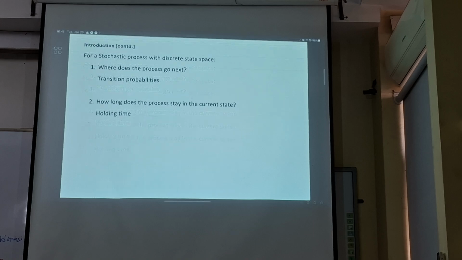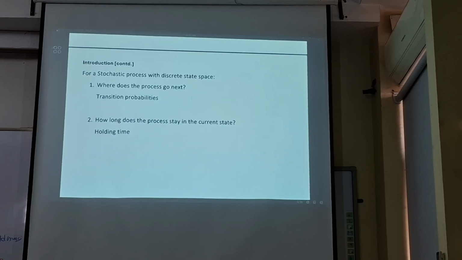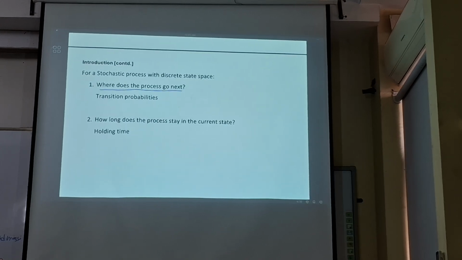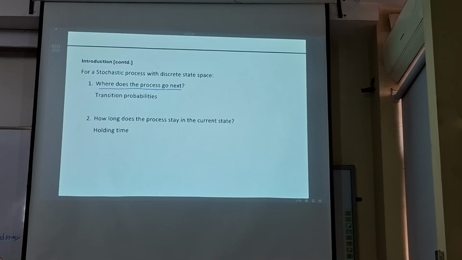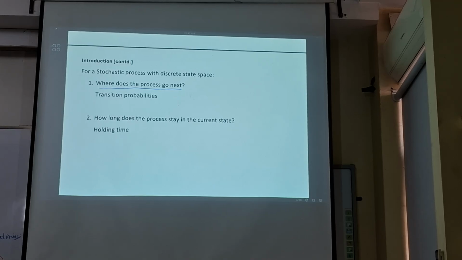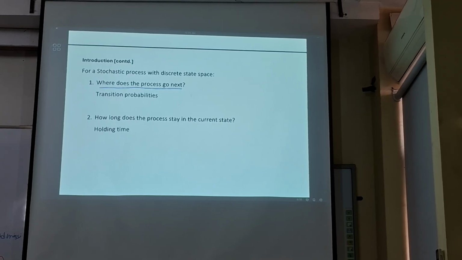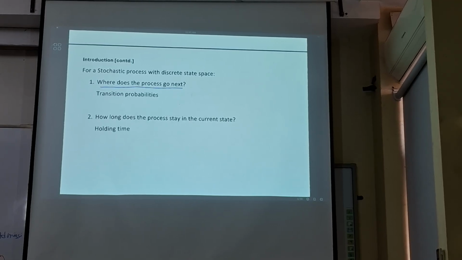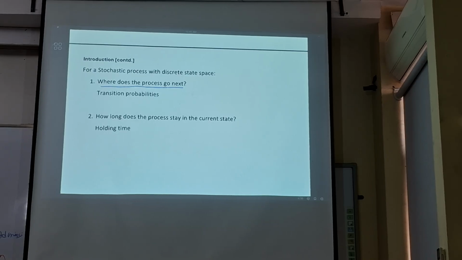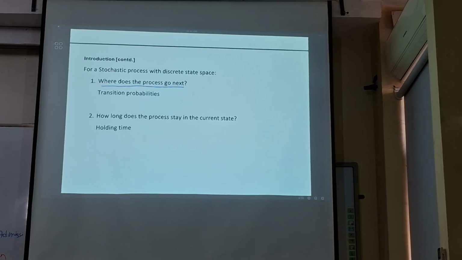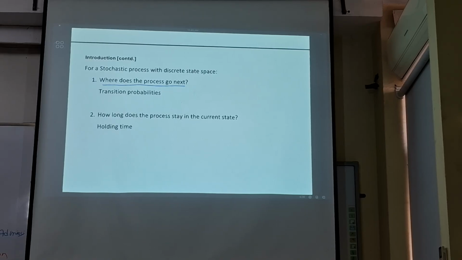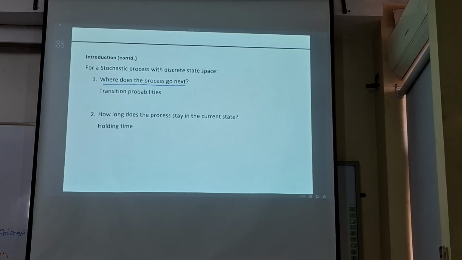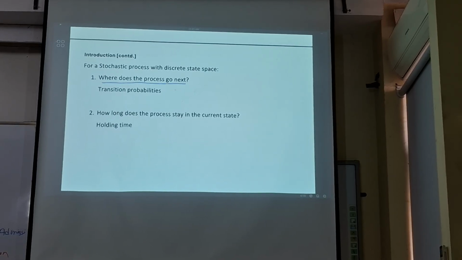Question number one is, where does the process go next? When the process is in state i at a certain time t, the question is where the process will go next. And this is defined by the transition probabilities of the process. The transition probability that we already know is what?